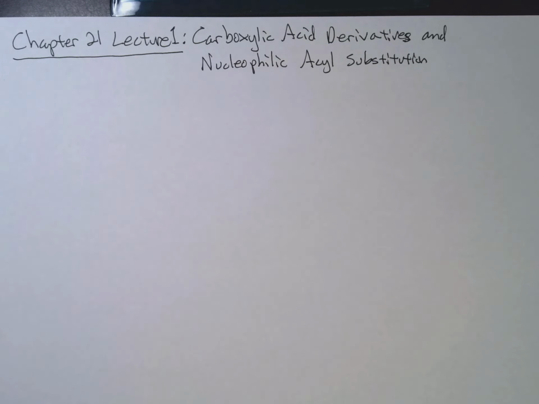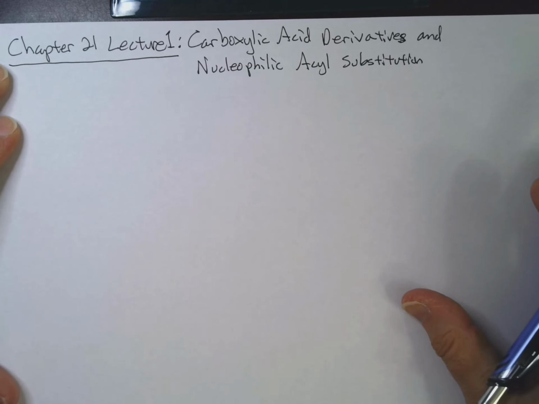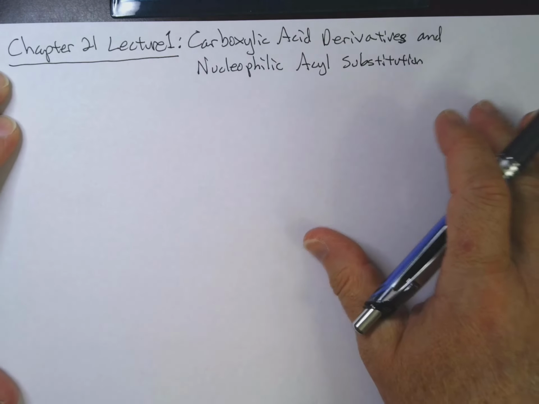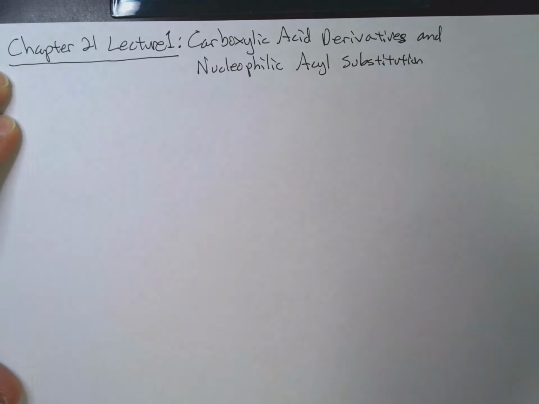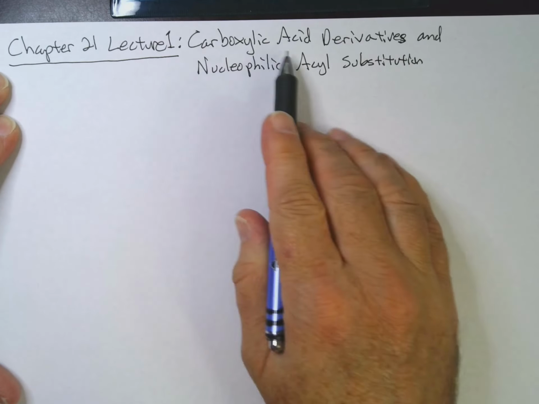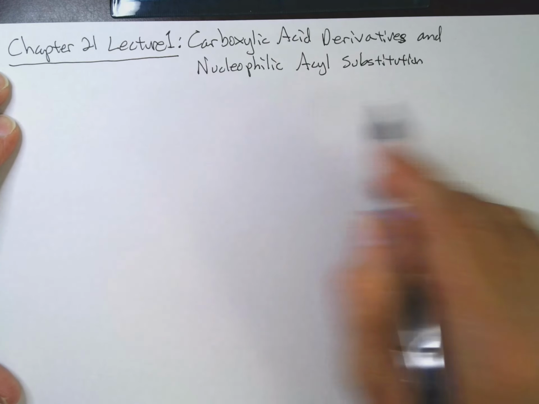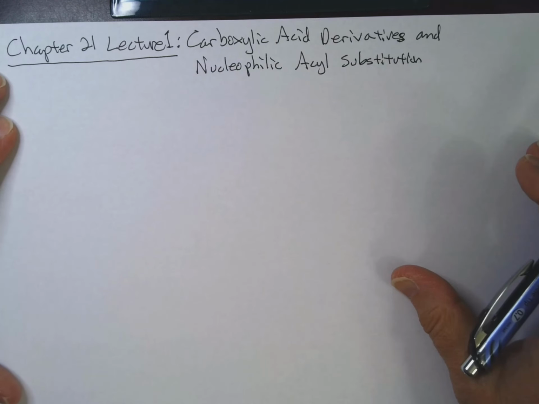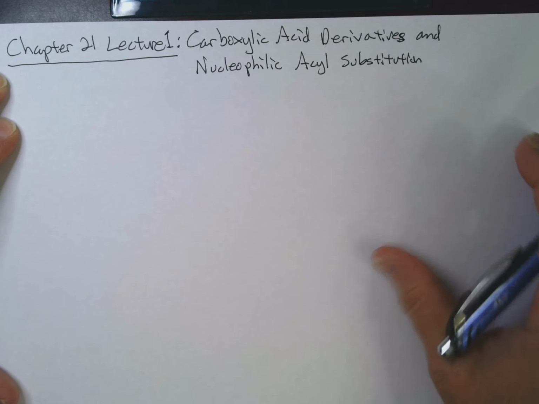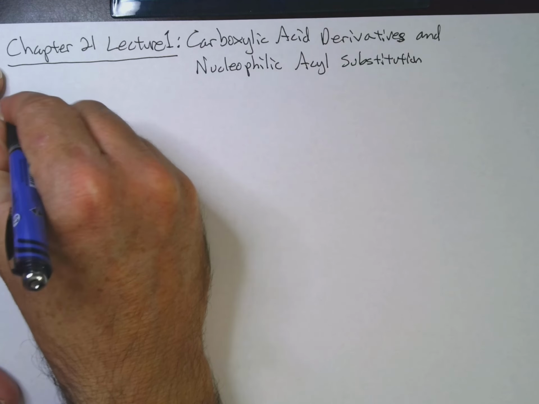All right, welcome back. Dr. P here, and in this lecture we're going to move on into Chapter 21, which of course is intimately tied to Chapter 20 because Chapter 21 deals with carboxylic acid derivatives. And of course we will also revisit nucleophilic acyl substitution. So let's look at some carboxylic acid derivatives.